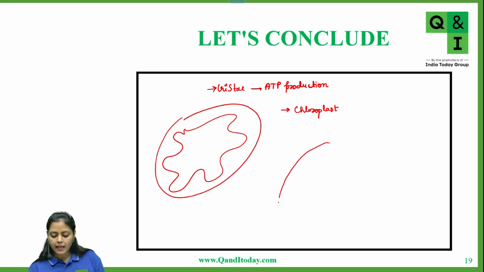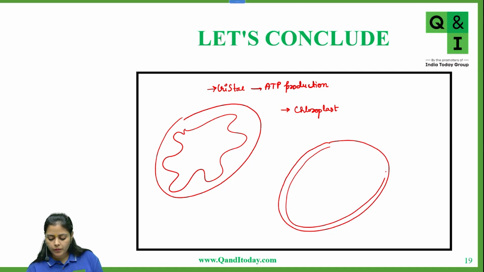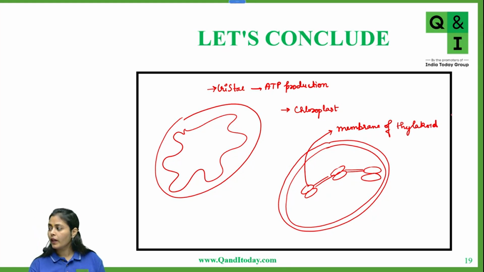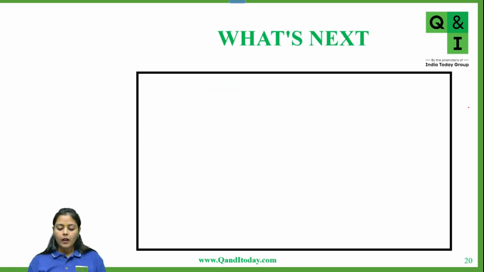Now, can you tell me exactly where in chloroplast chlorophyll pigment would be present? In the membrane of thylakoid. Okay, got it? Yes. So in the next class, we are going to talk about vacuoles and also about cell division.